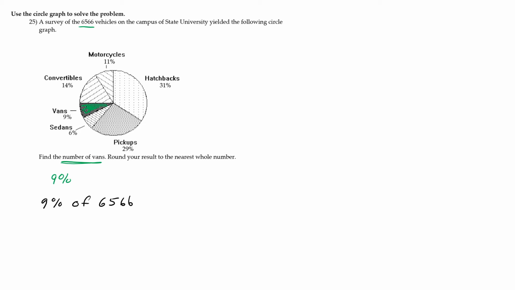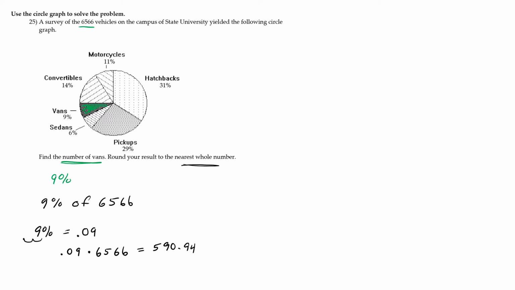6,566. And so remember in mathematics, of means multiply, and in order to multiply by a percent, I need to make that a decimal. So 9% is equal to 0.09. And we can move that decimal 2 places to the left. So I need 0.09 times 6,566. And that gives me 590.94. And it says round to the nearest whole number.